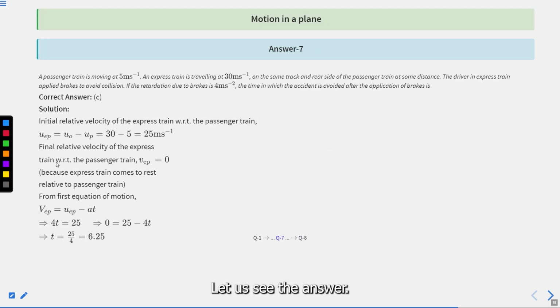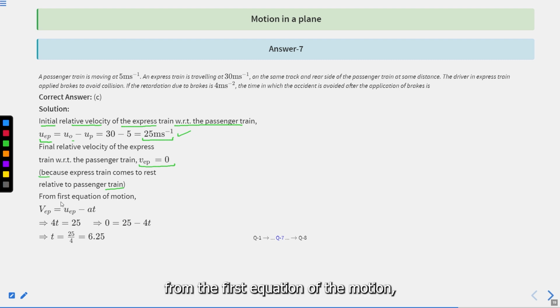Let's see the answer. Initial relative velocity of the express with respect to the passenger train is equal to U naught minus UP, which is 30 minus 5, equal to 25 meter per second. We provide techniques to solve this question. Final relative velocity of the express train with respect to the passenger train is zero, because the express train comes to rest relative to the passenger train.